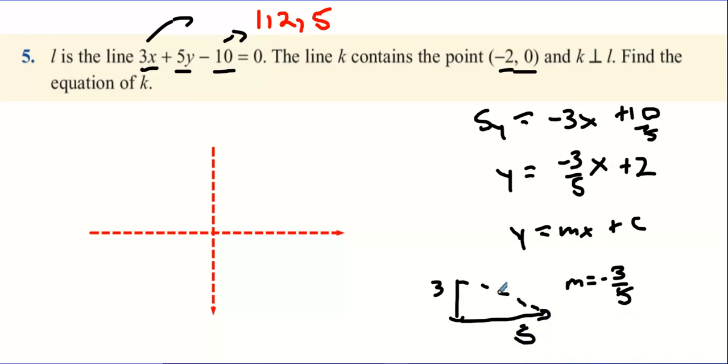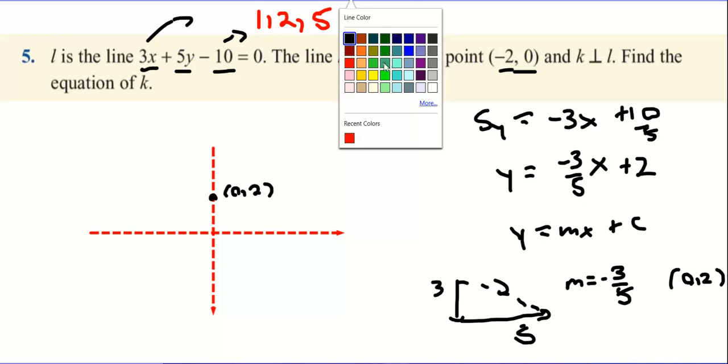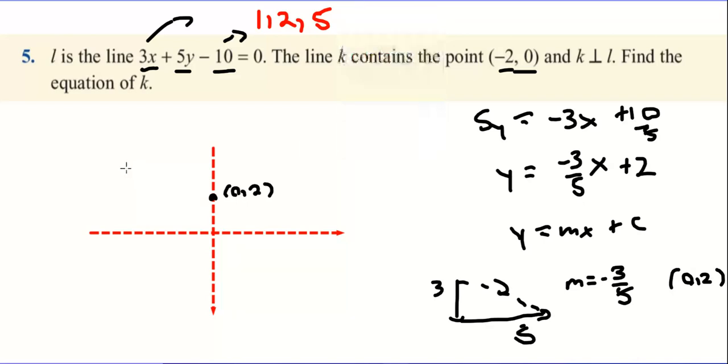Okay, so sort of a shallow slope, and then its c value is 0, 2. So if you imagine a point going through 0, 2, which would be around here, and has a negative slope, we'll make this a blue line. That's okay with you guys. Imagine that it's going down 3, across 5. So it's this blue line here.